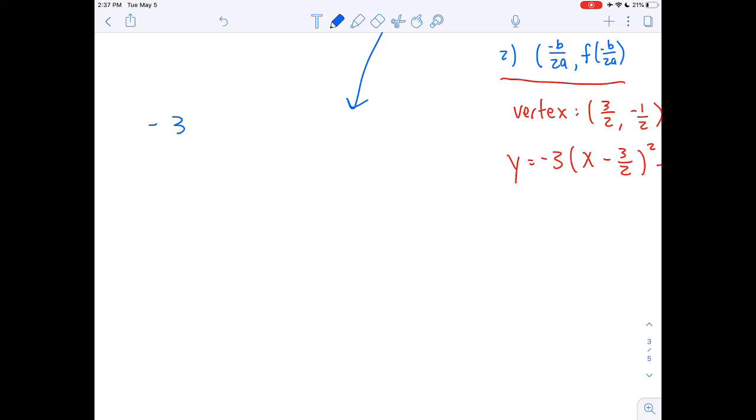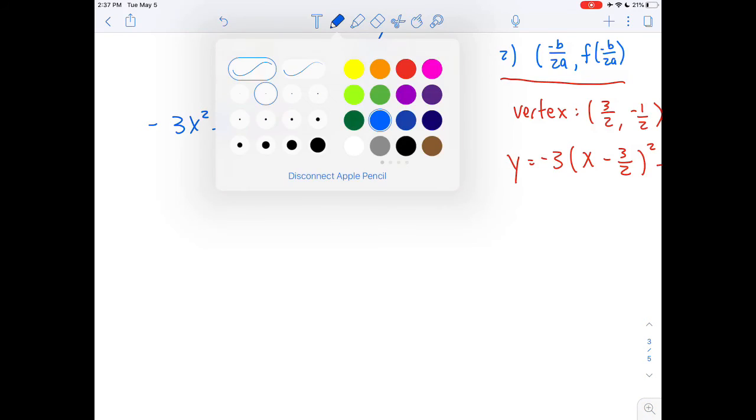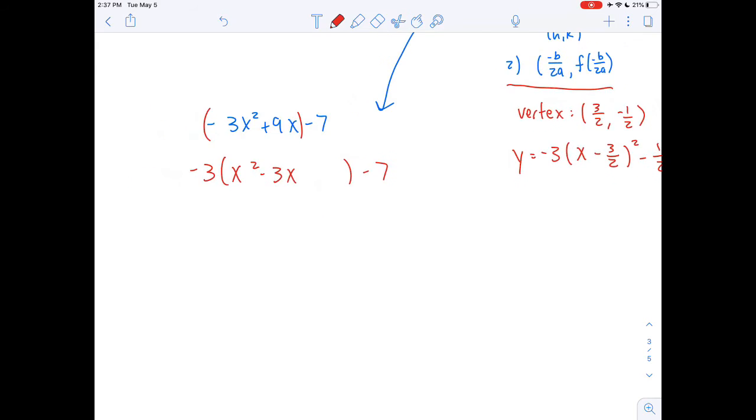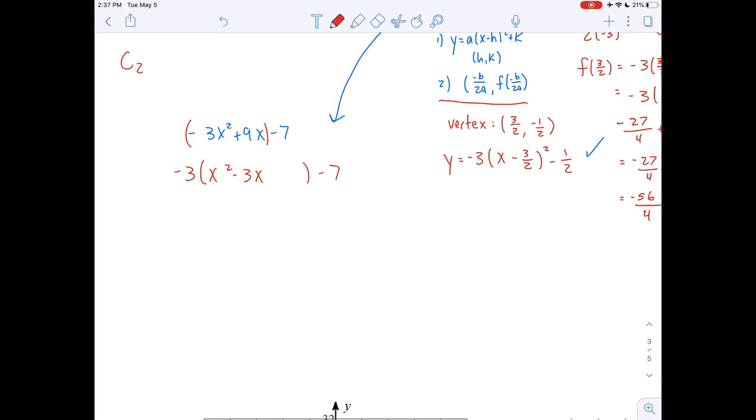So we've got -3x squared plus 9x minus 7. First step is going to be extracting -3 from these first two terms. So I've got -3 parentheses x squared minus 3x minus 7. Now I want to actually find c squared. Now that is going to be calculated using b over 2 squared. And the b I'm going to use is this -3 here. So -3 over 2 squared becomes positive 9 over 4.